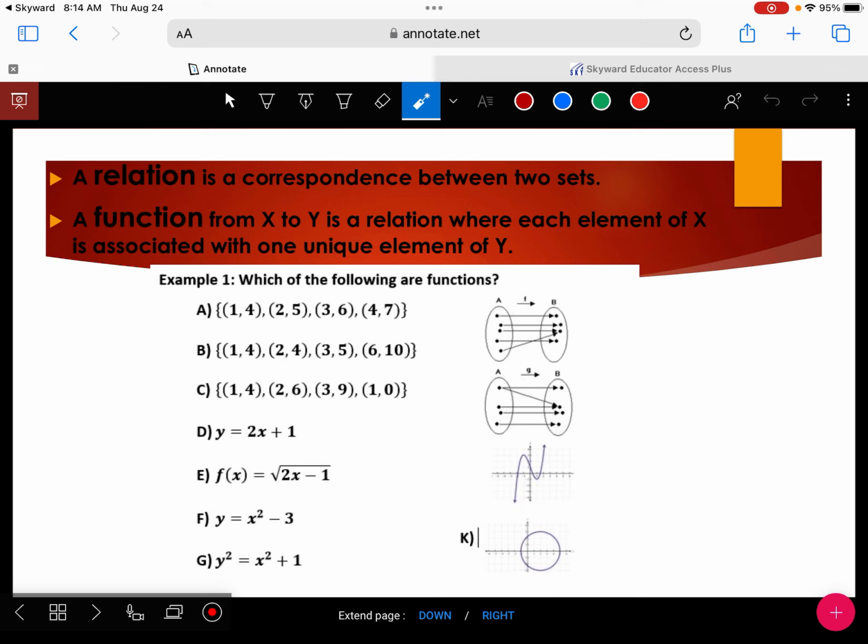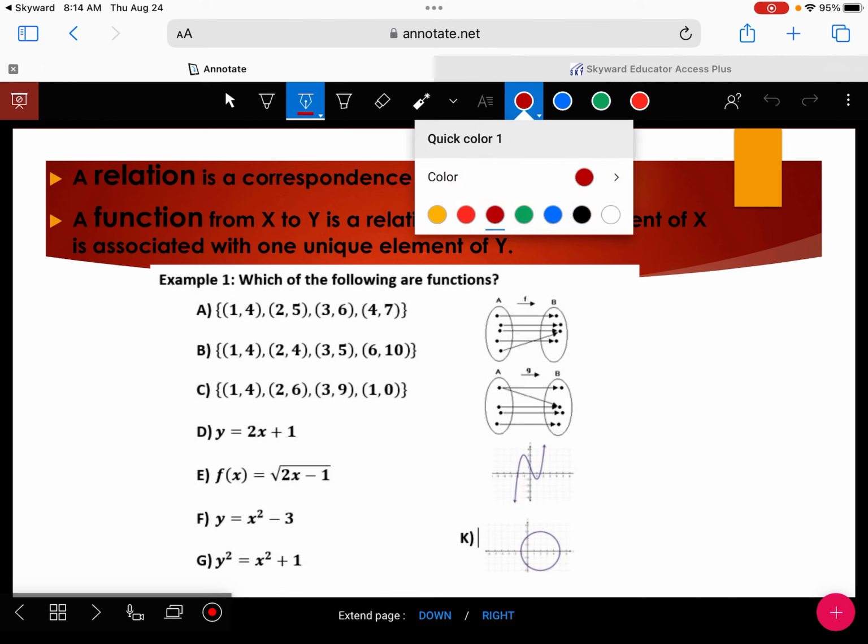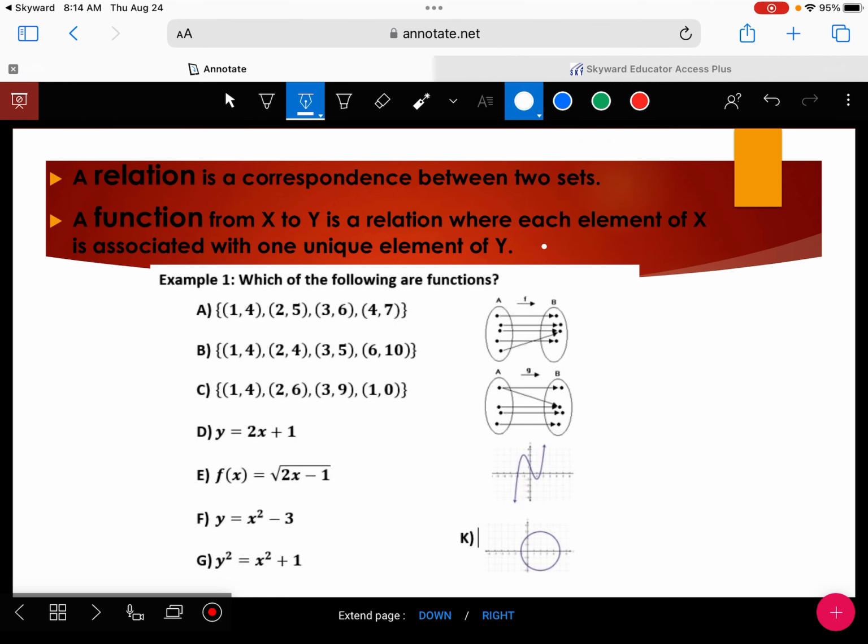A function from X to Y is a relation where each element of X is associated with one unique element of Y. And another way that you may have heard this being worded back in Algebra 1 is that X cannot repeat. That's another way to kind of think of what a function is. So I'll give you a second to copy that down.